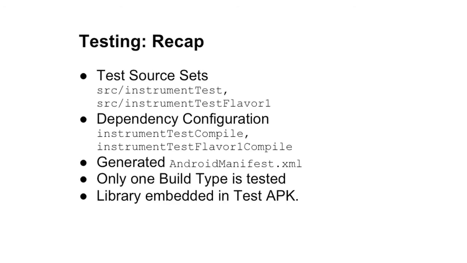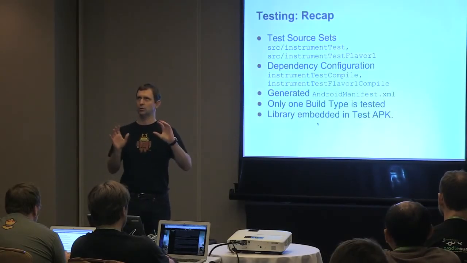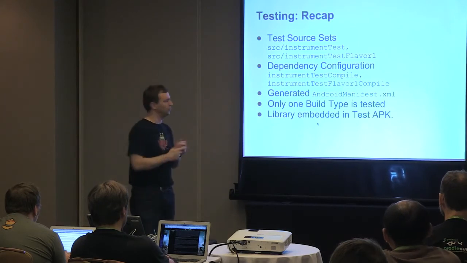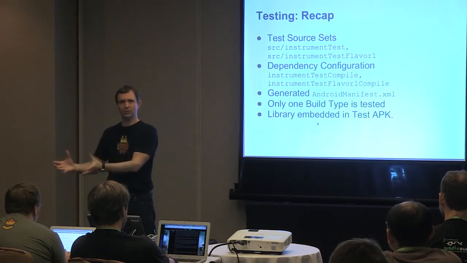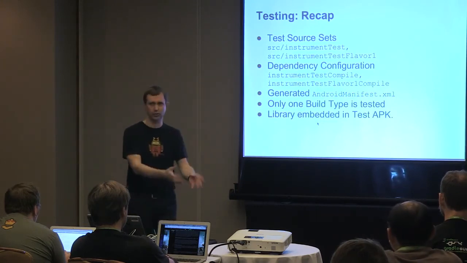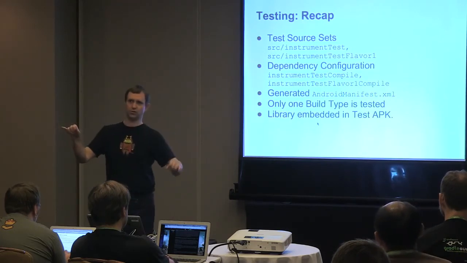All right, testing. So I talked a little bit about testing here and there. To do a quick recap, we have some source sets: source, instrument test, and maybe some flavor. We have some configuration, right? Instrumentation test compile, whatever. We generate the manifest. You probably don't care too much about the detail, but basically the manifest also has its own package name declared, because that generates an Android application, right? That's going to test another Android application, and so in the manifest of that one, there's a unique package name, and then the package name of the application that it's testing.